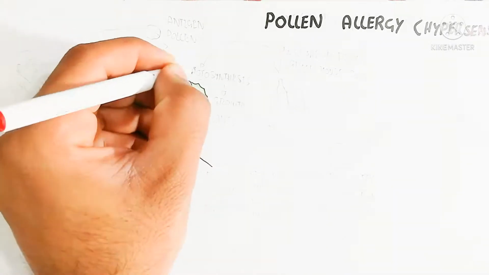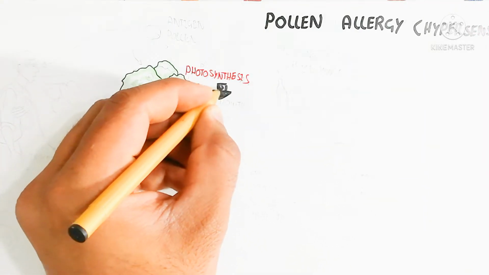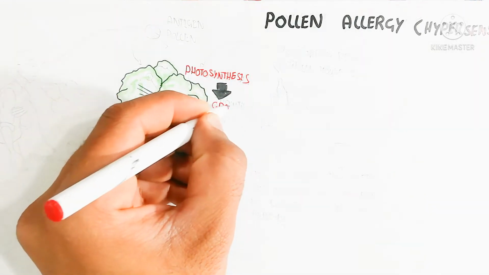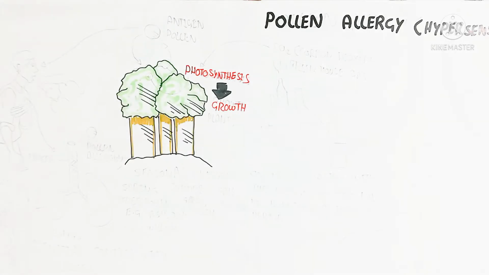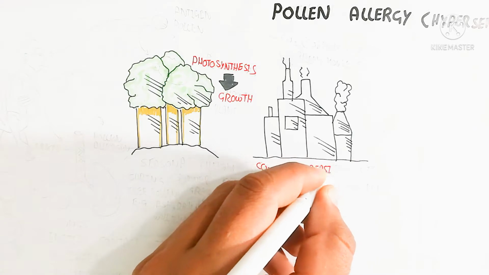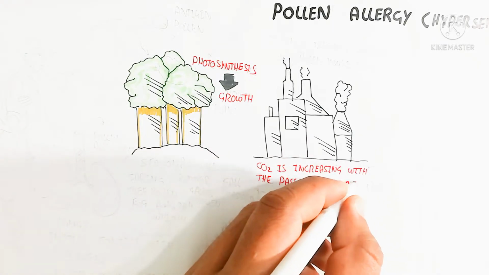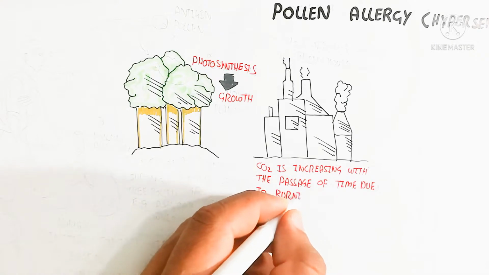So this is a plant. Plants use cross-fertilization, cross-pollination, not self-pollination, which is due to the production of pollen grains. This pollen grain acts as an antigen, and plants use photosynthesis for growth and development.